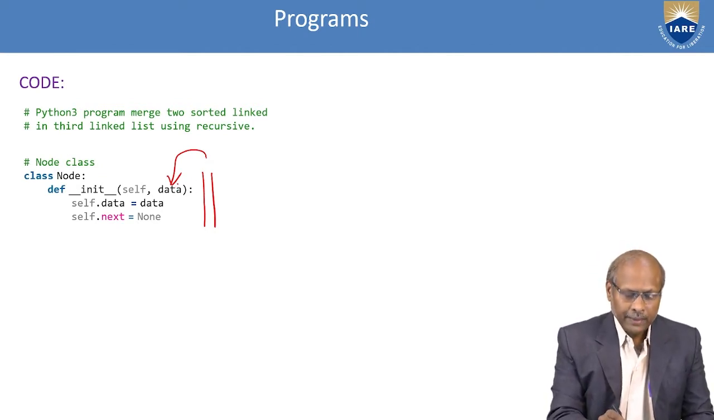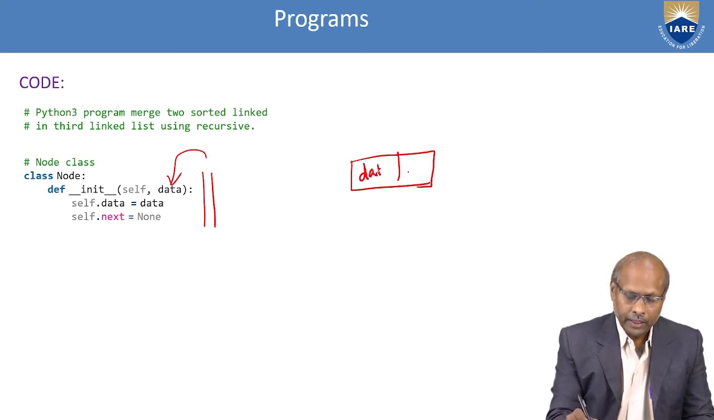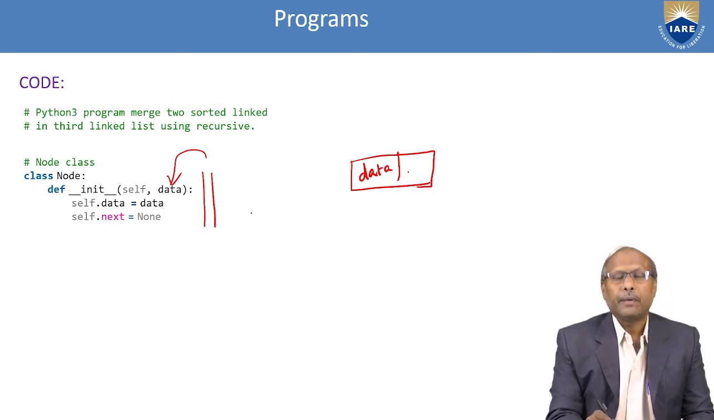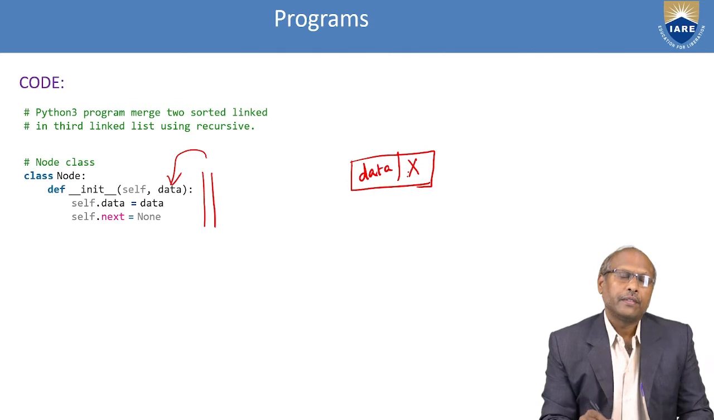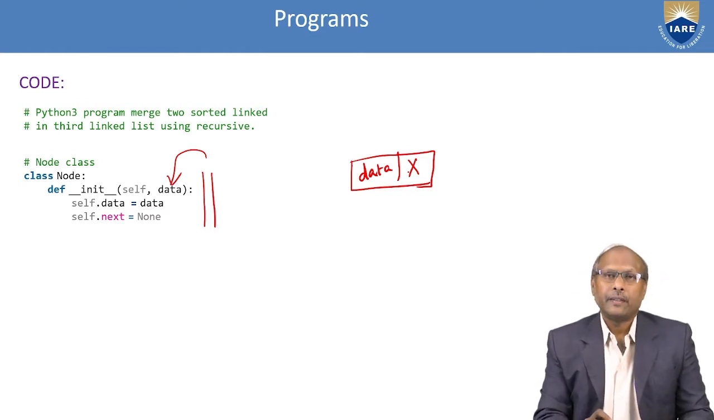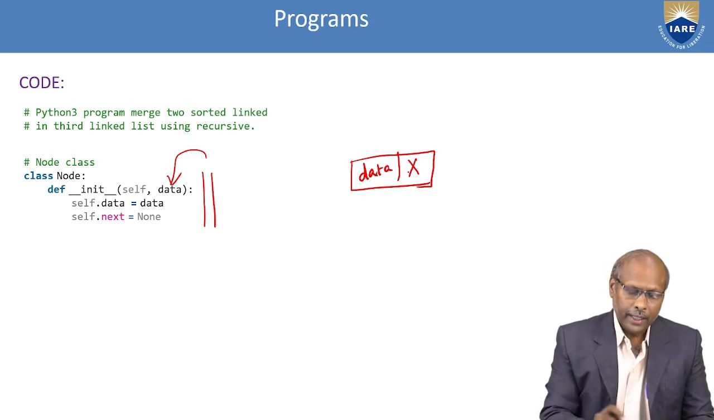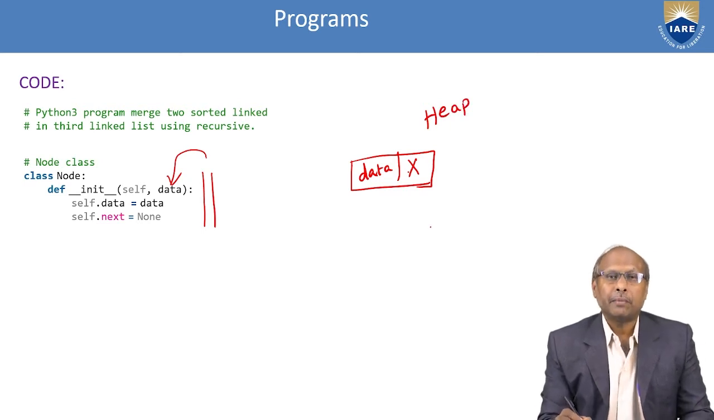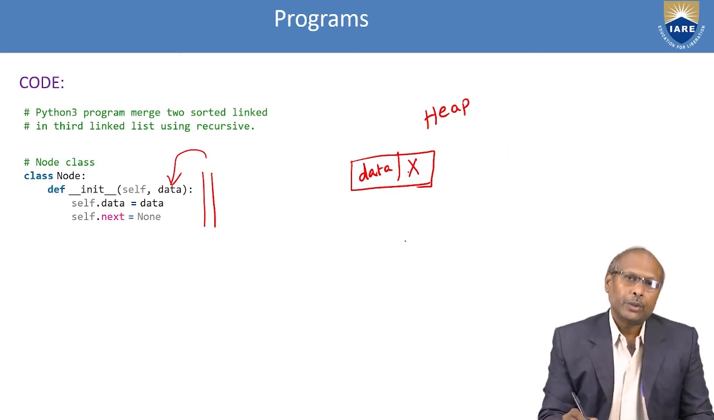Whatever data you are passing, you have to store it in your node. This is my node, this is my data part, this is my next part. Whatever data I am passing will be stored in the data part. And the next part, initially you do not know, so put None. So when you create a node, this type of node will be created in the memory. Generally this data will be passed during runtime, and the node will be created in the heap area. Remember, there is a separate area called the heap segment in the memory. In the RAM there is a heap segment. So the linked list generally uses the heap segment to create the nodes.